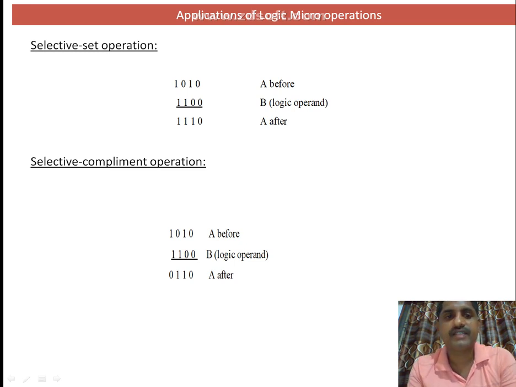See, in the selective set operation, A 1010 and B 1100 give 1110. In the selective complement operation, where the leftmost bits are equal, the result will be complemented to 0.